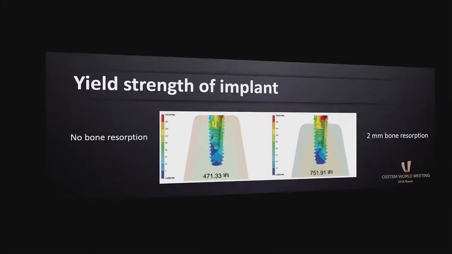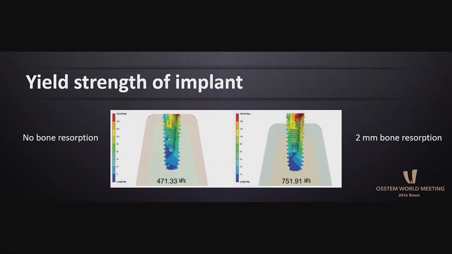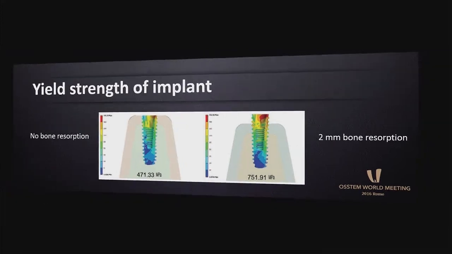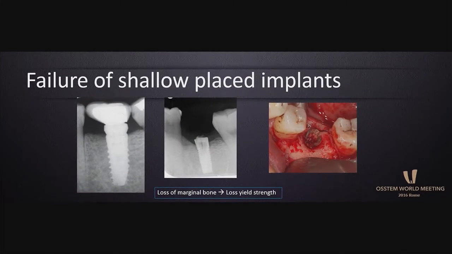What is the yield strength of the implant? From the finite element analysis of the dental implant, if the implant has marginal bone support around it, the yield strength is good. But when we have 2 millimeters of marginal bone loss, the same size of implant has lost its strength a lot. So it's important to have marginal bone support around the implant body. This will provide good long-term stability.